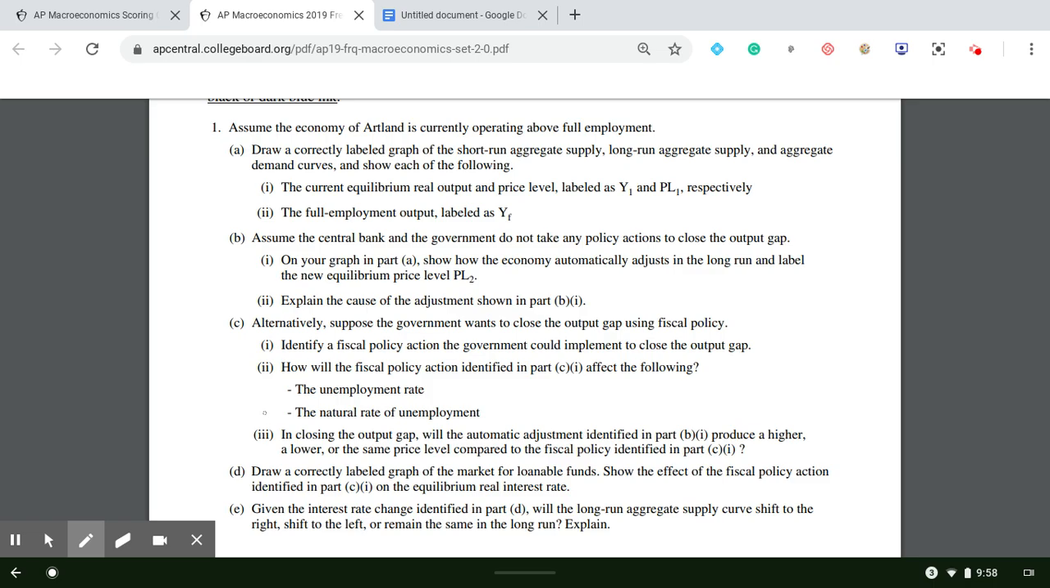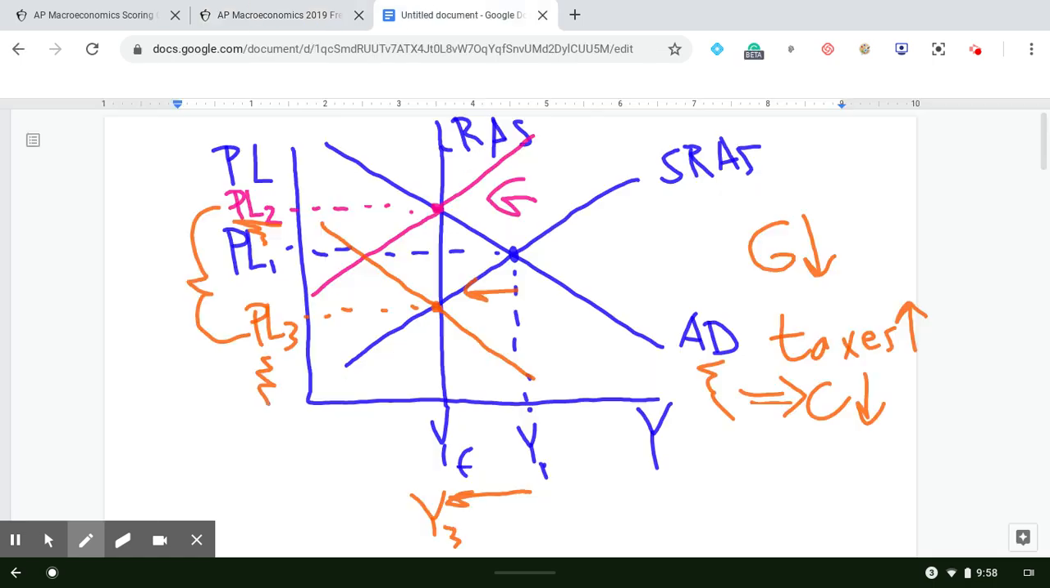All right, on to D. We're going to talk about this loanable funds market. Show the effect of the fiscal policy action identified in C1 on the equilibrium interest rate.